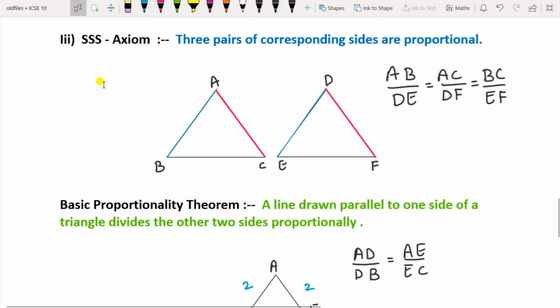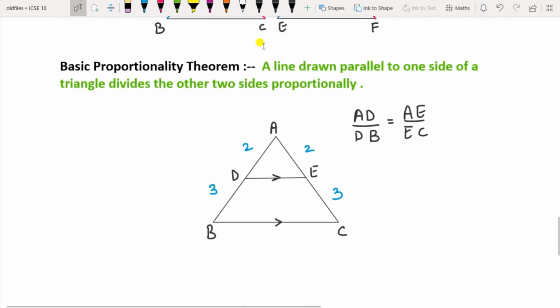Then the third one is the SSS axiom, that is, all three sides are proportional to each other, that is AB upon DE is equal to AC upon DF equal to BC upon EF. So that all should be equal to some constant number. Then it is called three pairs of corresponding sides are proportional. So these are the three axioms that we are going to use to prove that two triangles are similar.